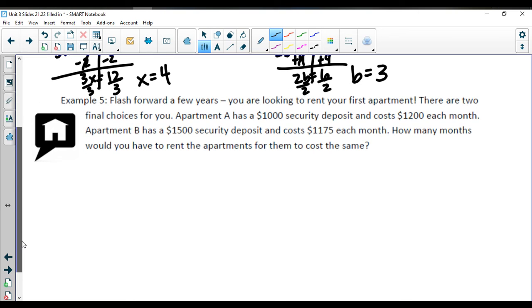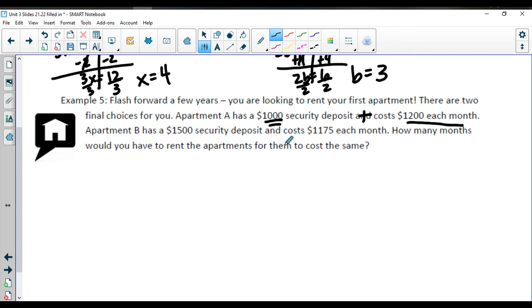So now a word problem, just to show you what this is going to look like. We're going to flash forward a few years. You are looking to rent your first apartment. There are 2 final choices for you. Apartment A has a $1,000 security deposit, and it costs $1,200 each month. This is just like your initial fee.